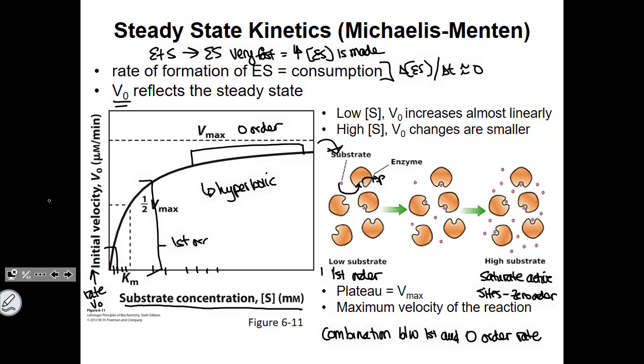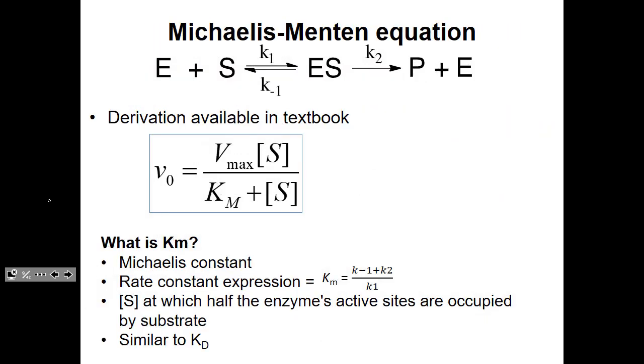Okay? And so this term where the plateau reaches has a specific term known as Vmax, the maximum velocity of the reaction. And that's just kind of defined down here. So the equation that represents Vmax in relationship to your substrate concentration and your velocity is termed the Michaelis-Menten equation. And that's represented by this blue box.